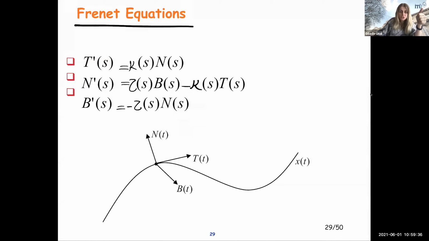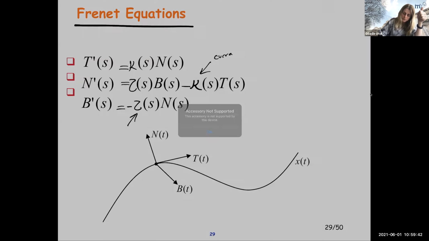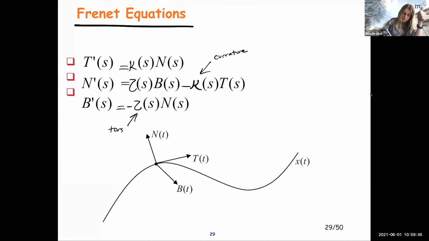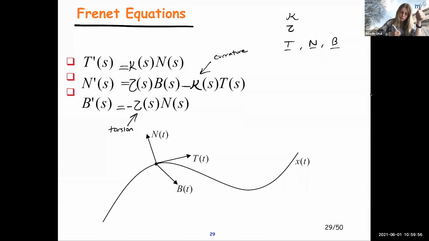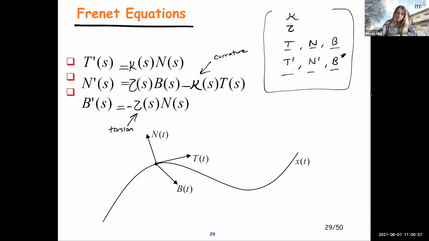And we define curvature. We also have curvature and torsion here, kappa and tau. We have the vectors T, N, and B, and now we also have their derivative vectors, T prime, N prime, B prime. So we relate all these vectors and scalars. Kappa and tau, the curvature and torsion, are scalars, and the others are vectors.